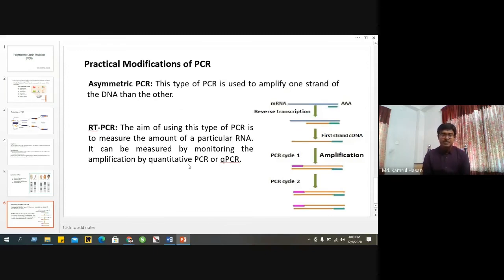Next, RT-PCR. RT-PCR means reverse transcription polymerase chain reaction. Reverse transcription is a process where mRNA is converted into complementary DNA or cDNA. And in this step, an enzyme known as reverse transcriptase is used. For this reason, it is called RT-PCR. In this type of PCR, the starting material is RNA, and the aim of this PCR is to amplify a particular amount of RNA.